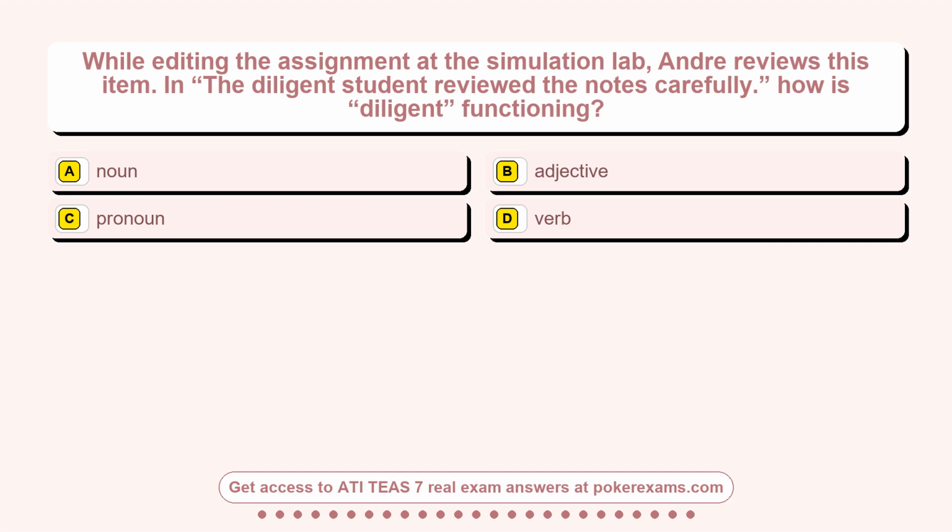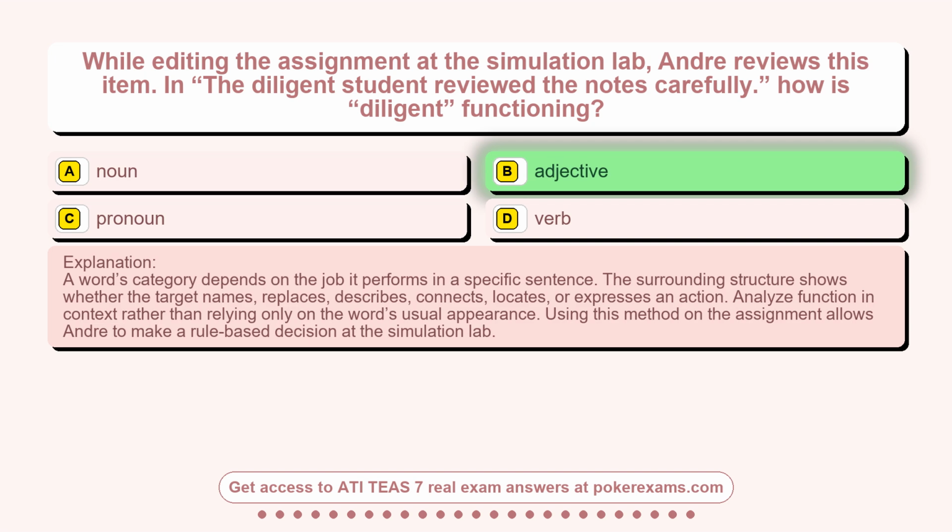Question 23. While editing the assignment at the simulation lab, Andre reviews this item. In "The diligent student reviewed the notes carefully," how is diligent functioning? Option A, noun. Option B, adjective. Option C, pronoun. Option D, verb. The correct answer is option B, adjective.